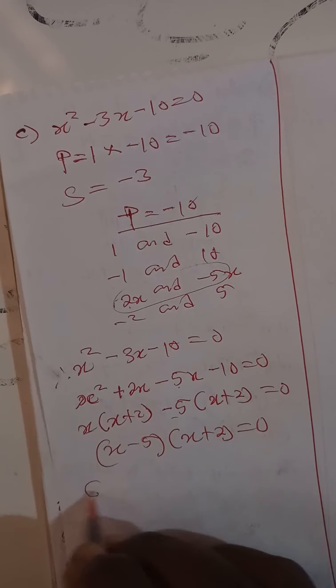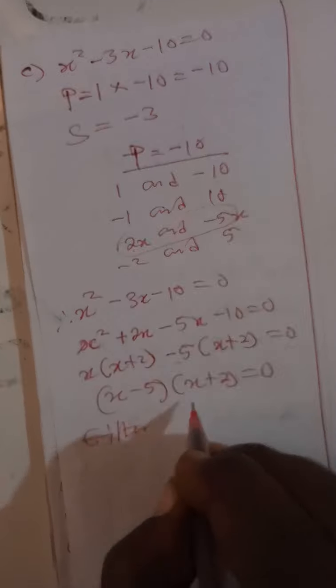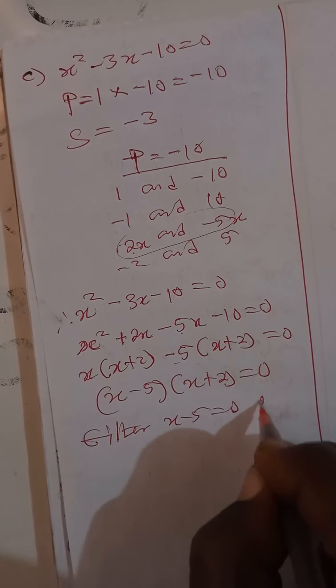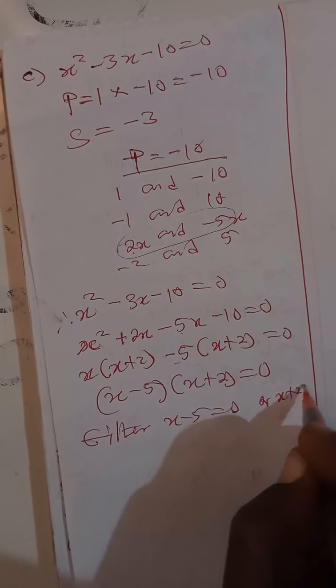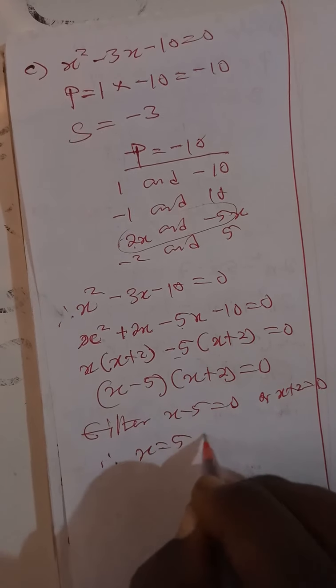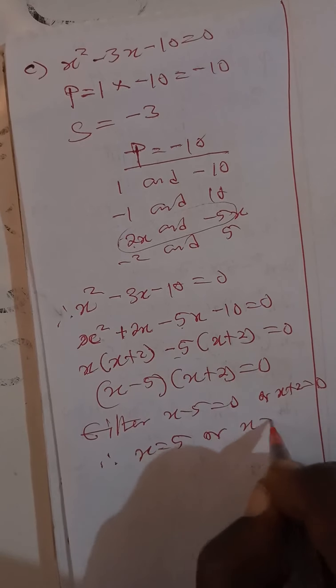So either x minus 5 is equal to 0 or x plus 2 is equal to 0. So we have x is equal to 5 or x is equal to minus 2.